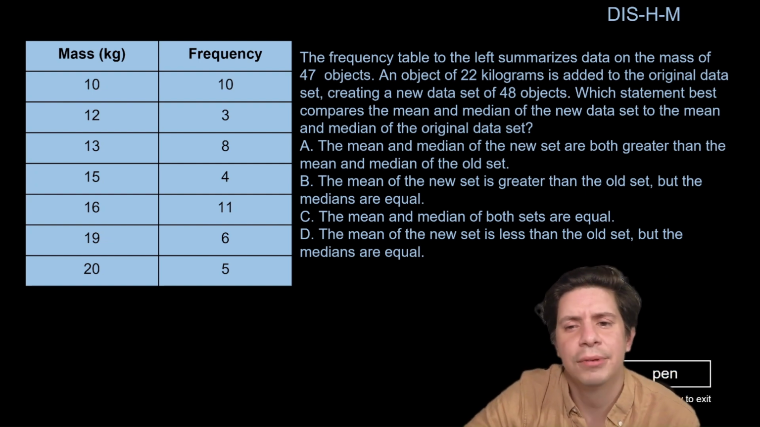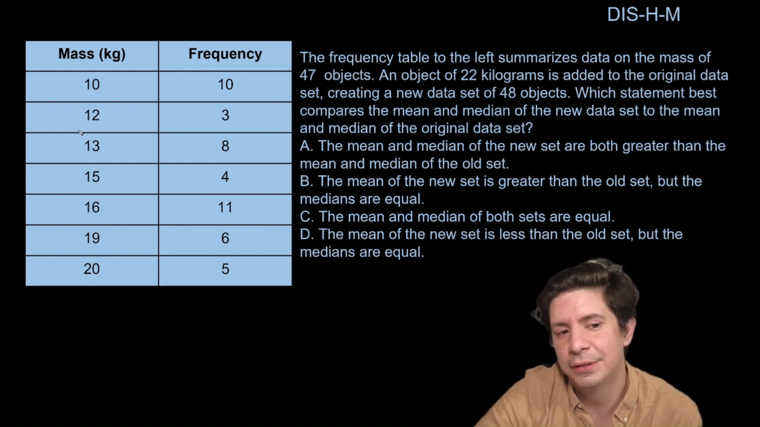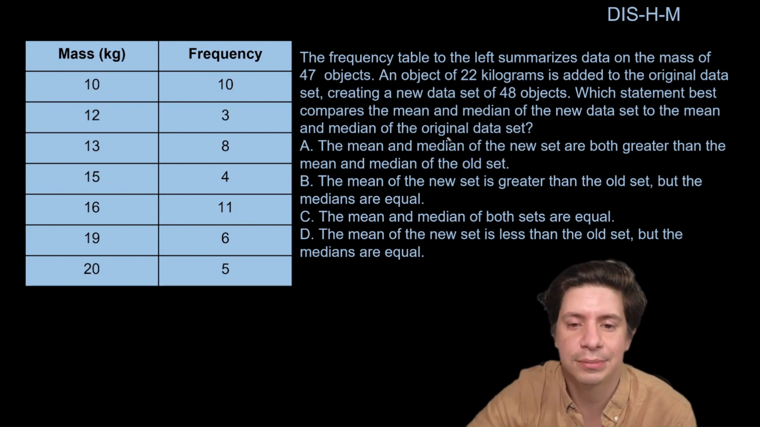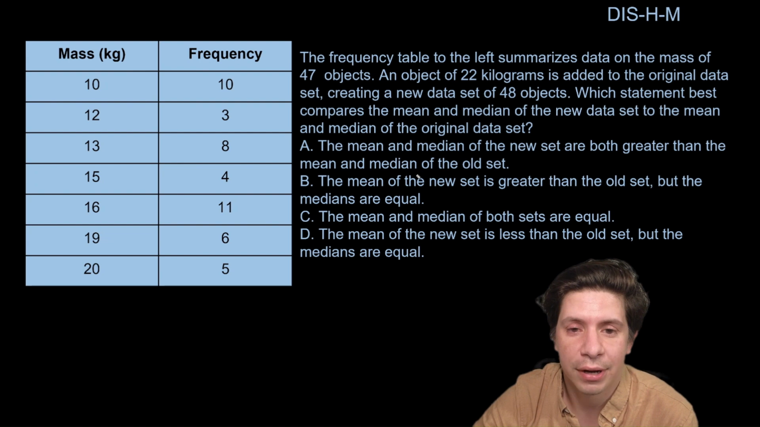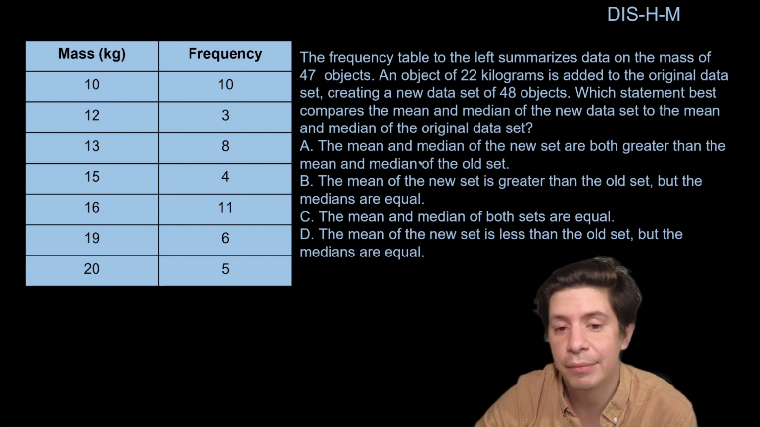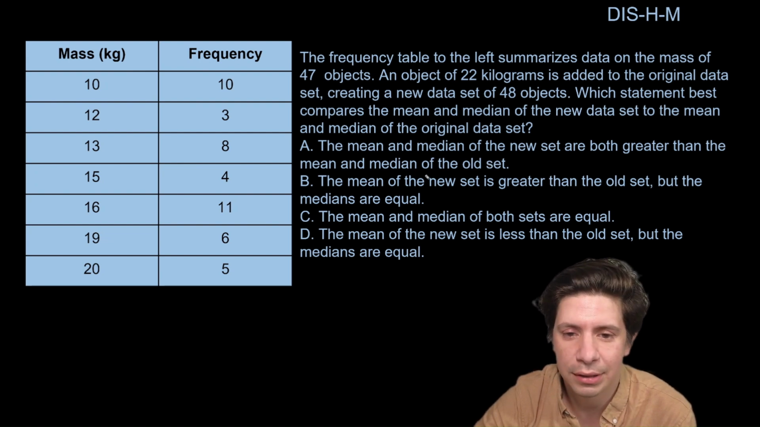The reason I have this as its own category is just because it's a different type of chart. It's a frequency chart, but the concept is similar to what we did before. The mean and median of the new set are both greater than the mean and median of the old set? No, because the median isn't changing, I believe, but the mean is.